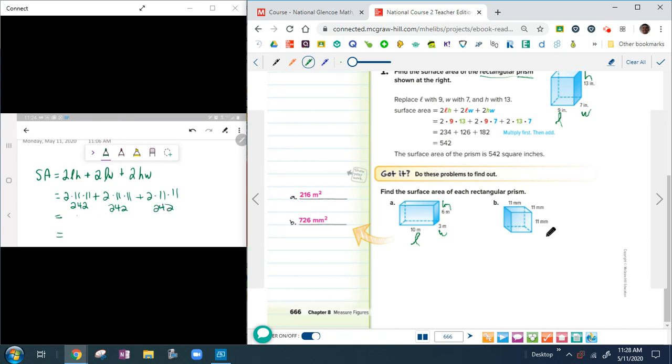We're going to get 726, I believe. Oh, it's already up there. Okay, so anyway, there's the work. You can check if you got it right or wrong and check to see where you might have made your mistakes. All right, moving on.